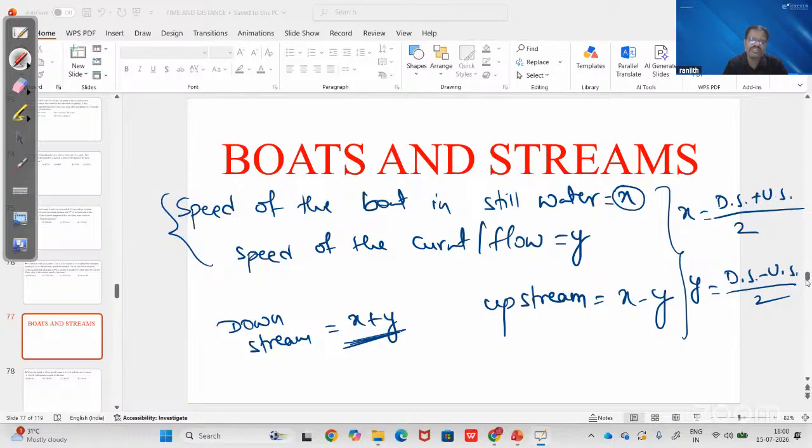Speed of boat in still water is x, current will be equal to y. If a person is moving in the downward direction on a bike or truck, car, anything, the downward direction speed will be more, whereas the upward direction speed will be less. So if I want to find the x value, downstream plus upstream by 2, whereas y will be equal to downstream minus upstream by 2. We'll see the questions.